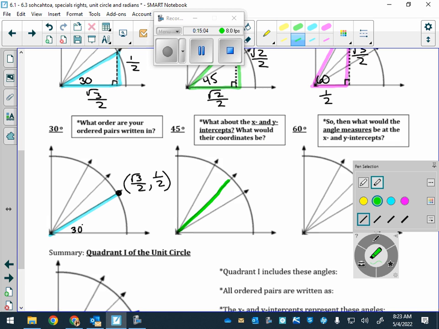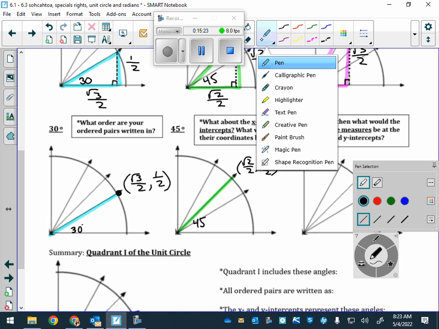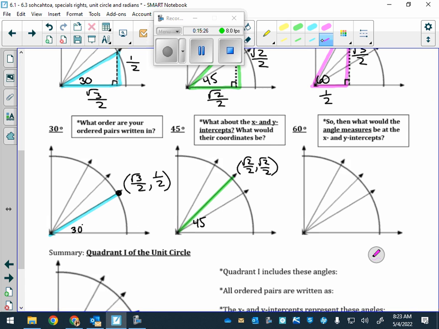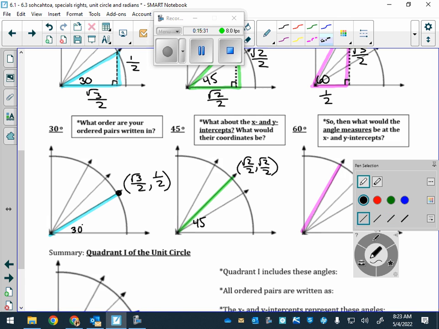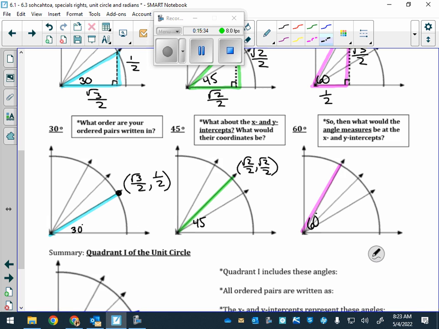Okay, so we're going to do 45. And what would that coordinate point look like for 45? Yep. Good. Root 2 over 2, root 2 over 2. We're going to do the same thing for 60. What would that coordinate point look like for 60? M? Good.